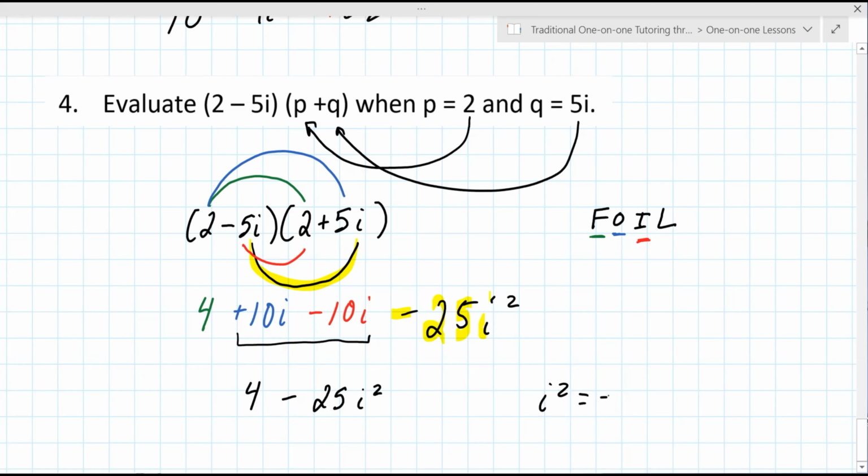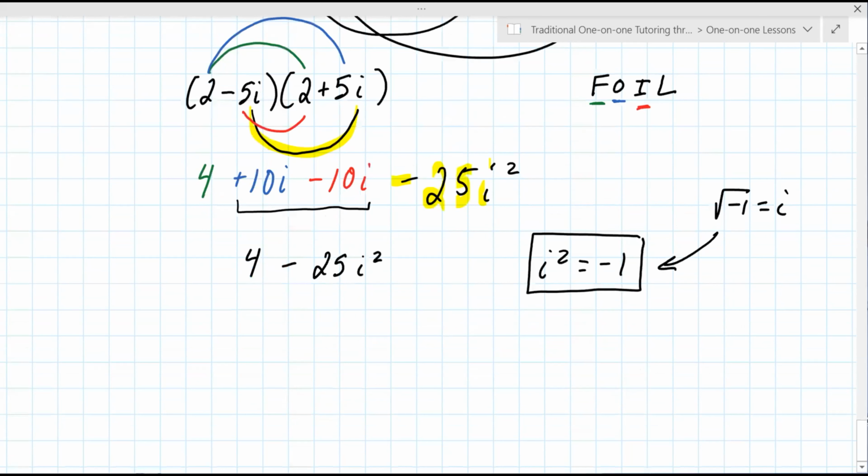i squared equals -1. Sometimes it's written this way, where the square root of -1 equals i. But the form right here, this is the more useful form. So instead of i squared here, we're going to replace it with -1. And that becomes 4 plus 25, because minus 25 times -1 is positive 25. And that equals 29.